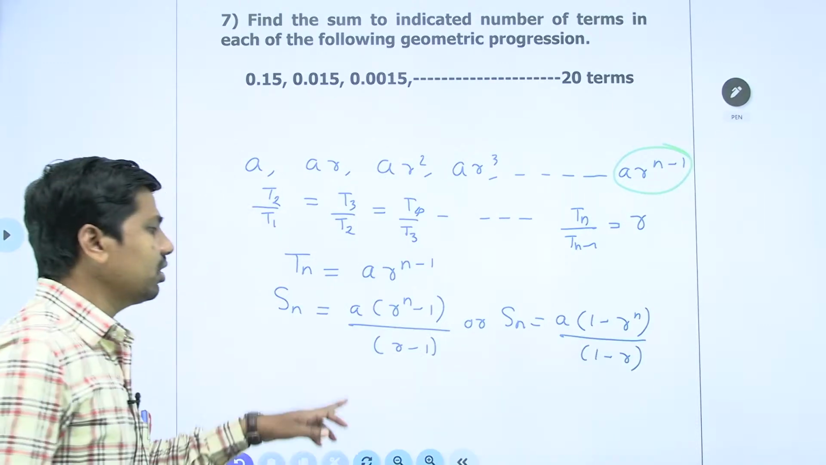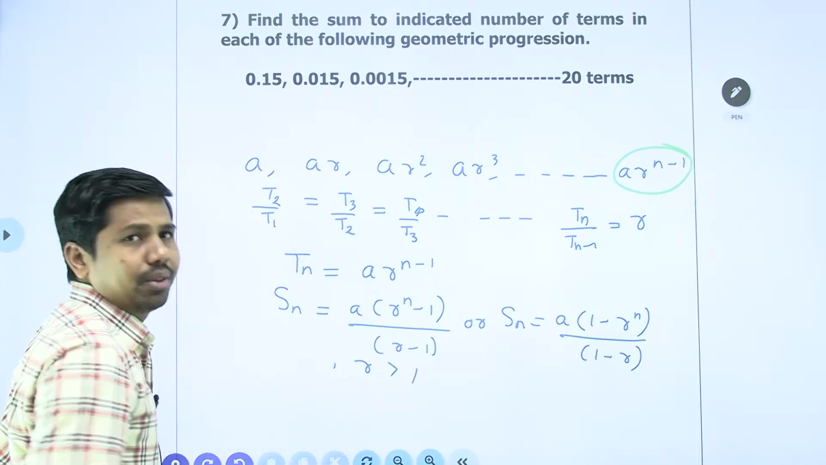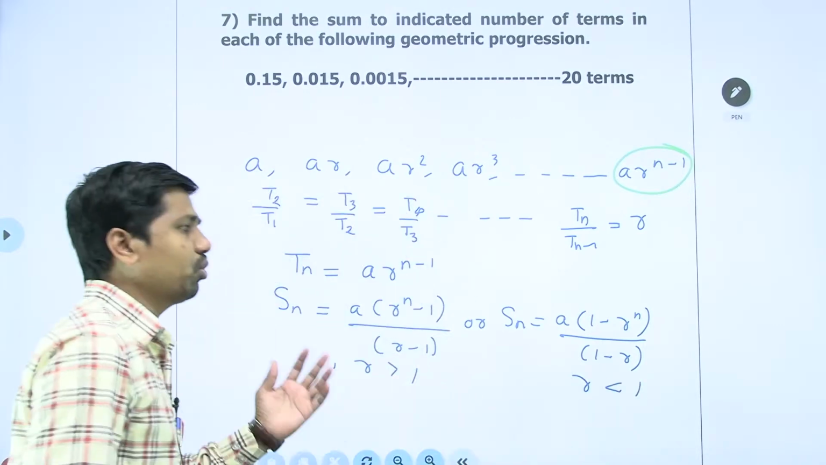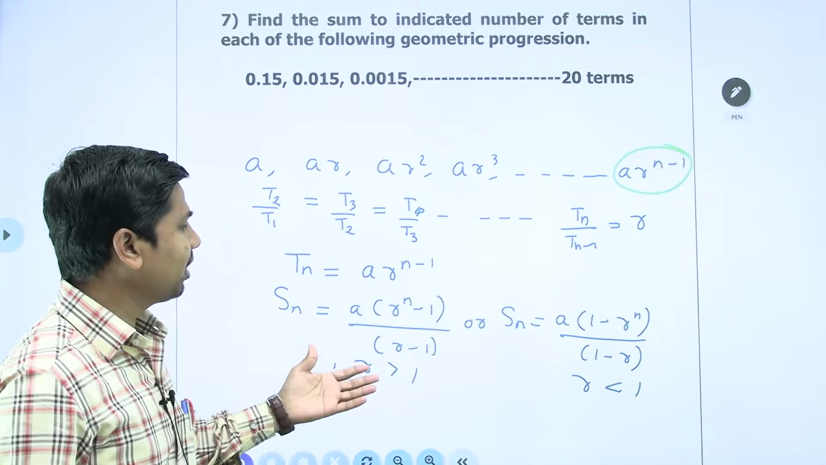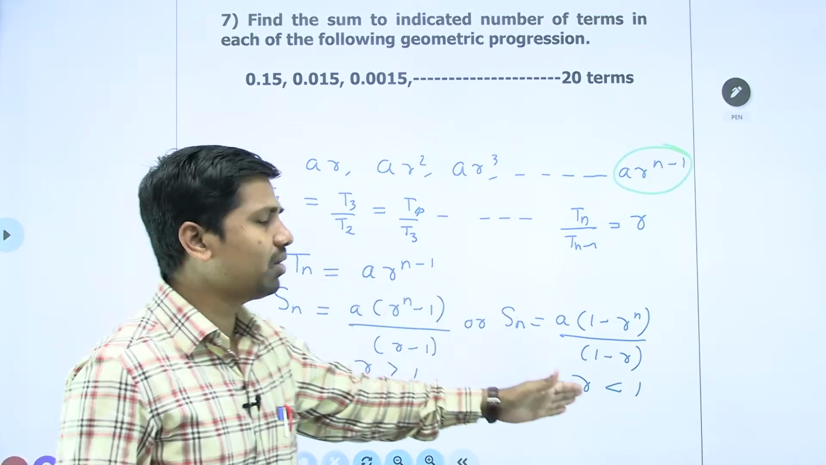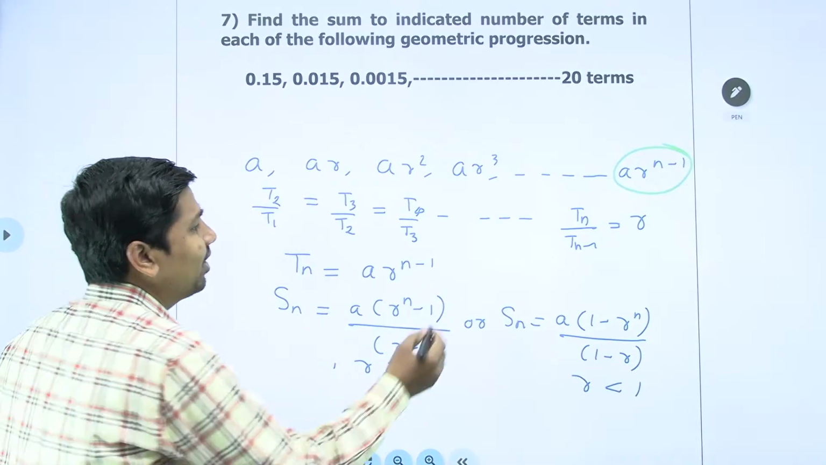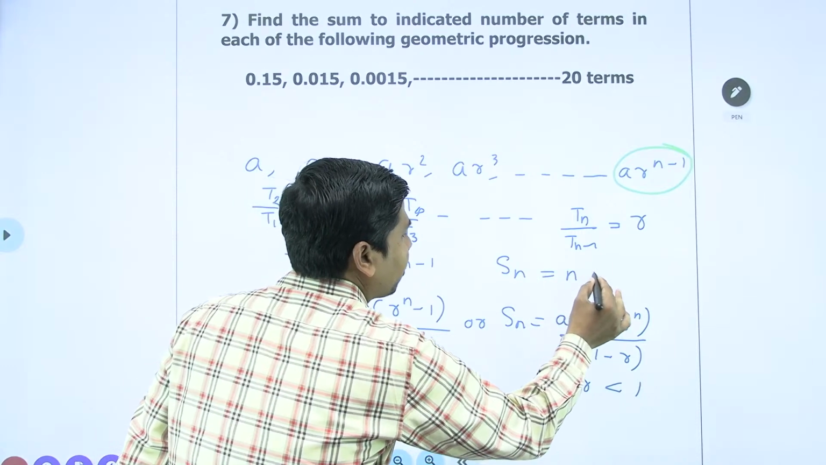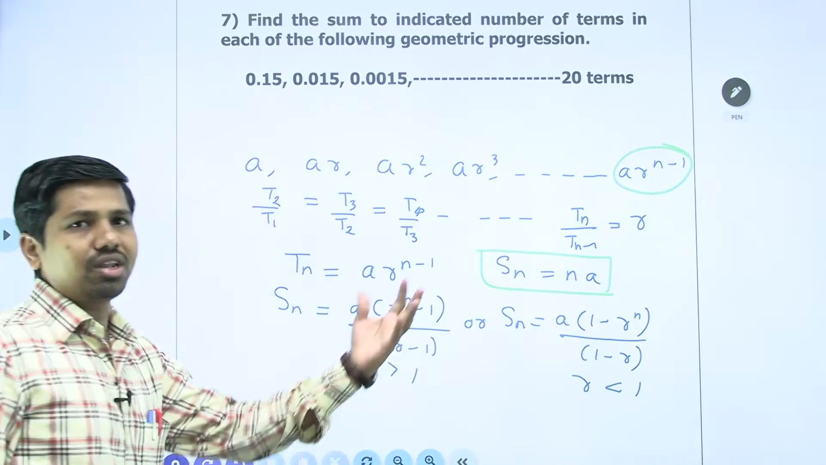In particular, the first will be used when R is greater than 1, and the second will be used when R is less than 1. In both conditions, R should not be equal to 1. If R is greater than 1, you use this formula. If R is less than 1, you use this formula. And if R is equal to 1, if the common ratio is 1, then the sum of the nth term of a geometric progression is given by Sn is equal to n into A. So these are the formulas we discussed.